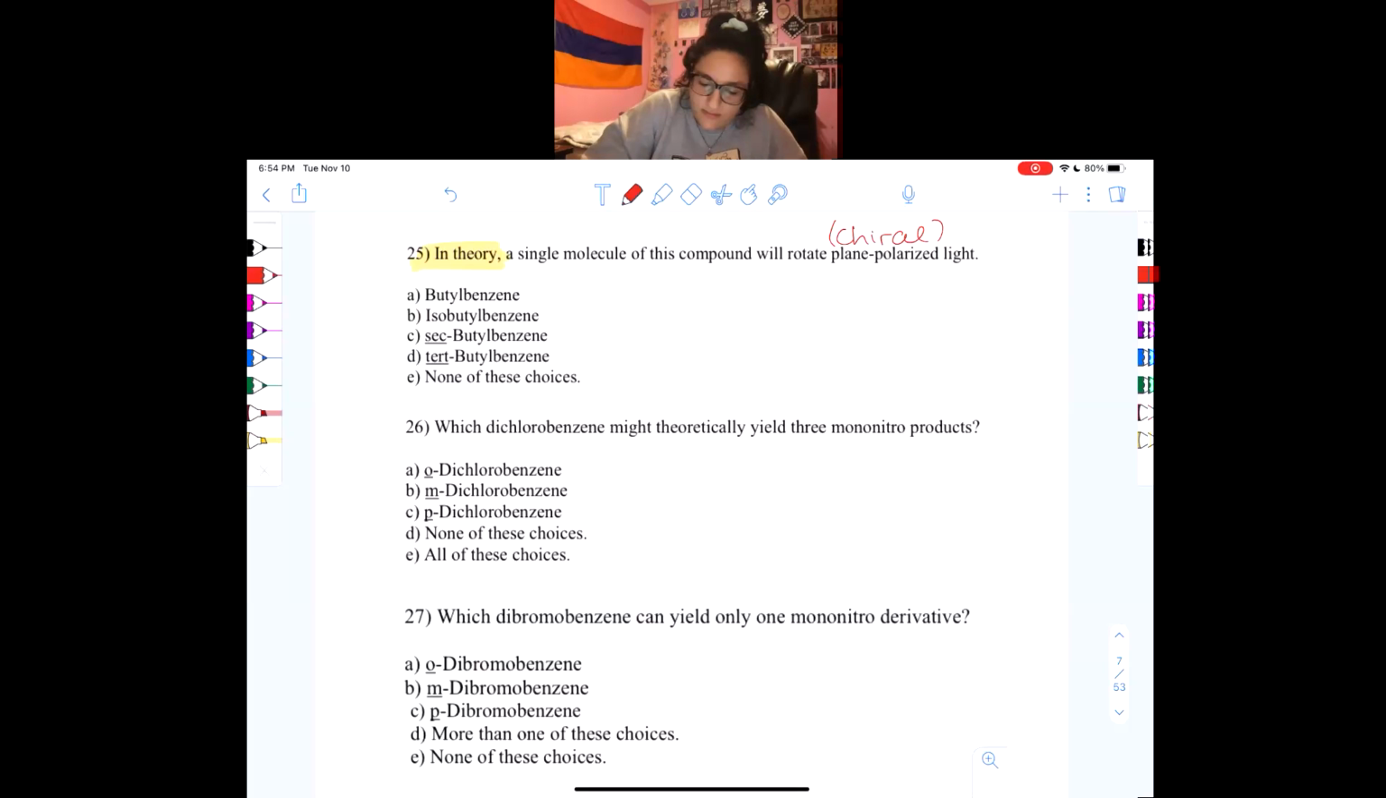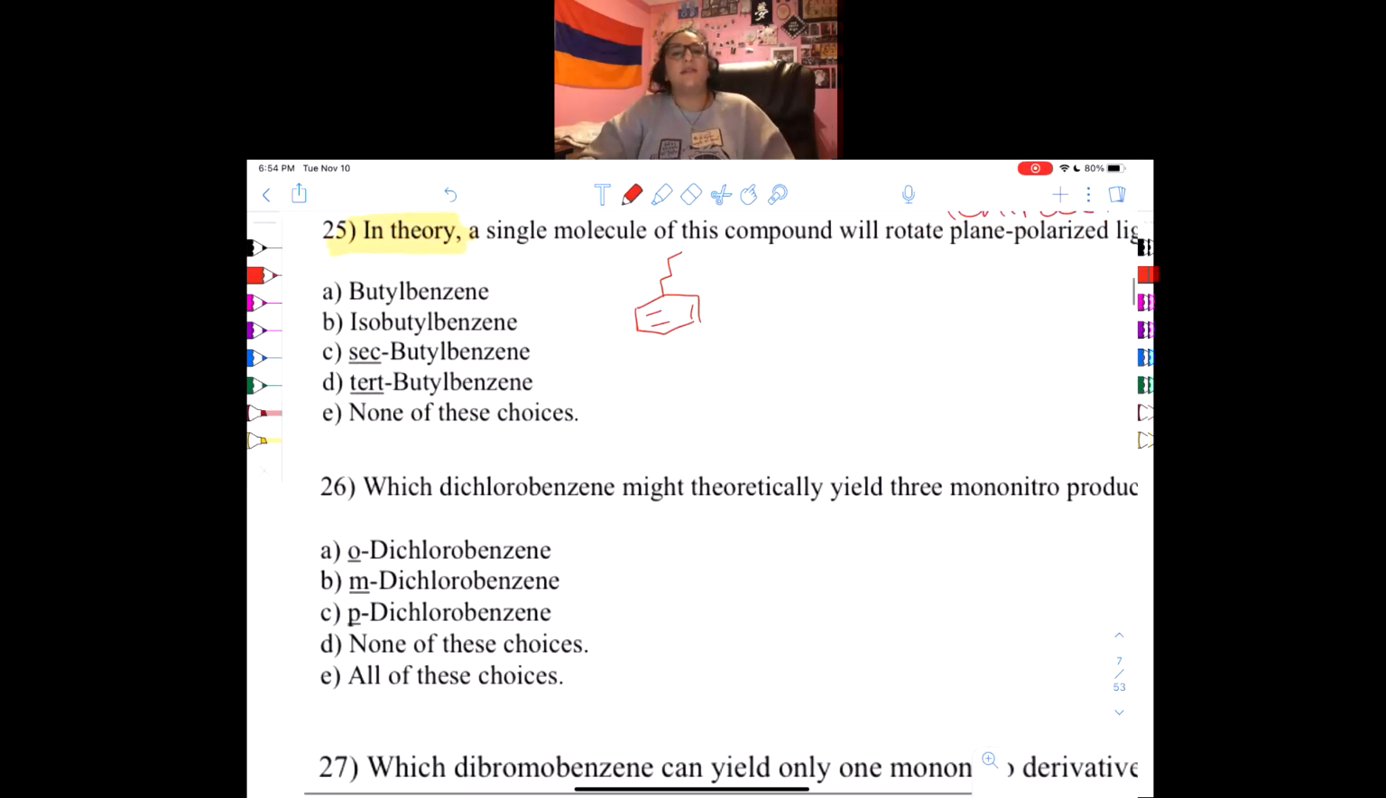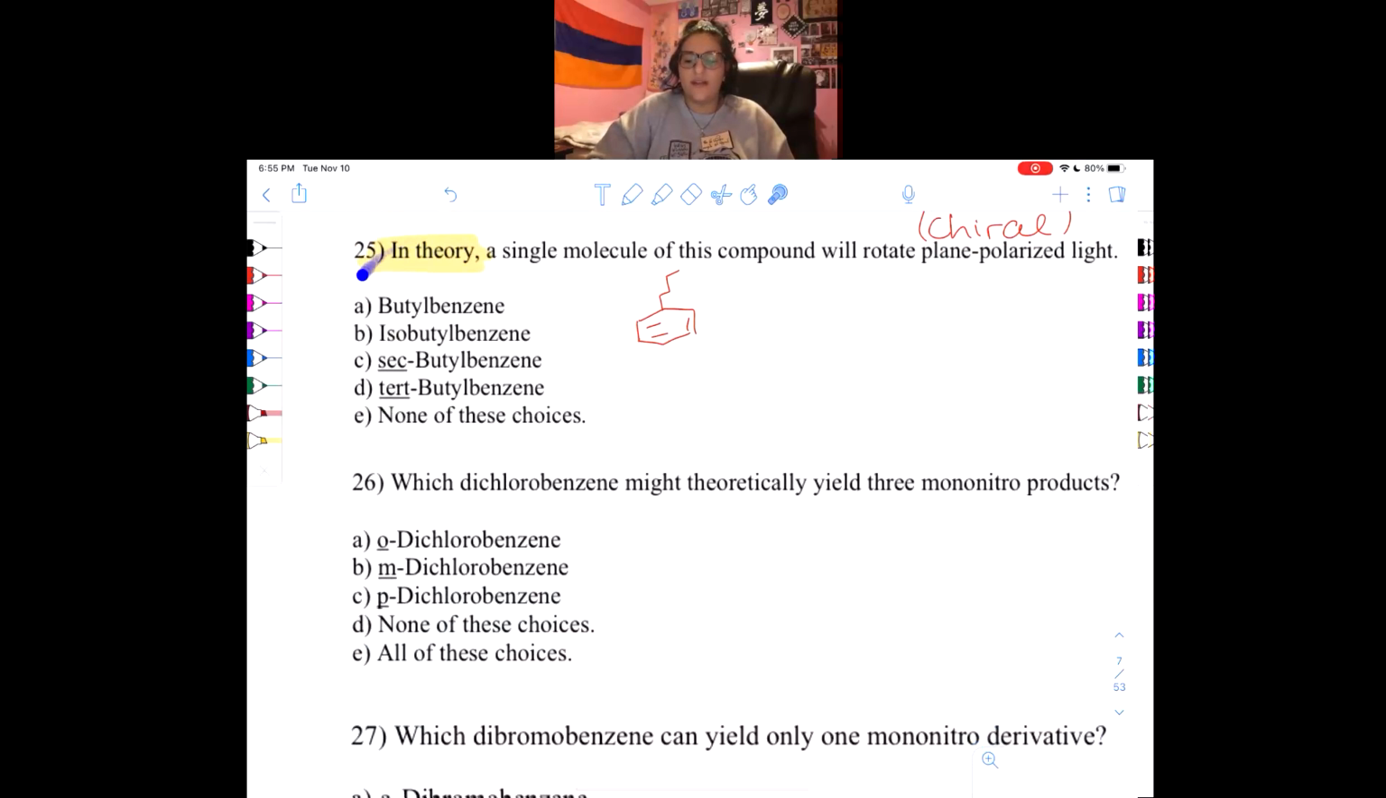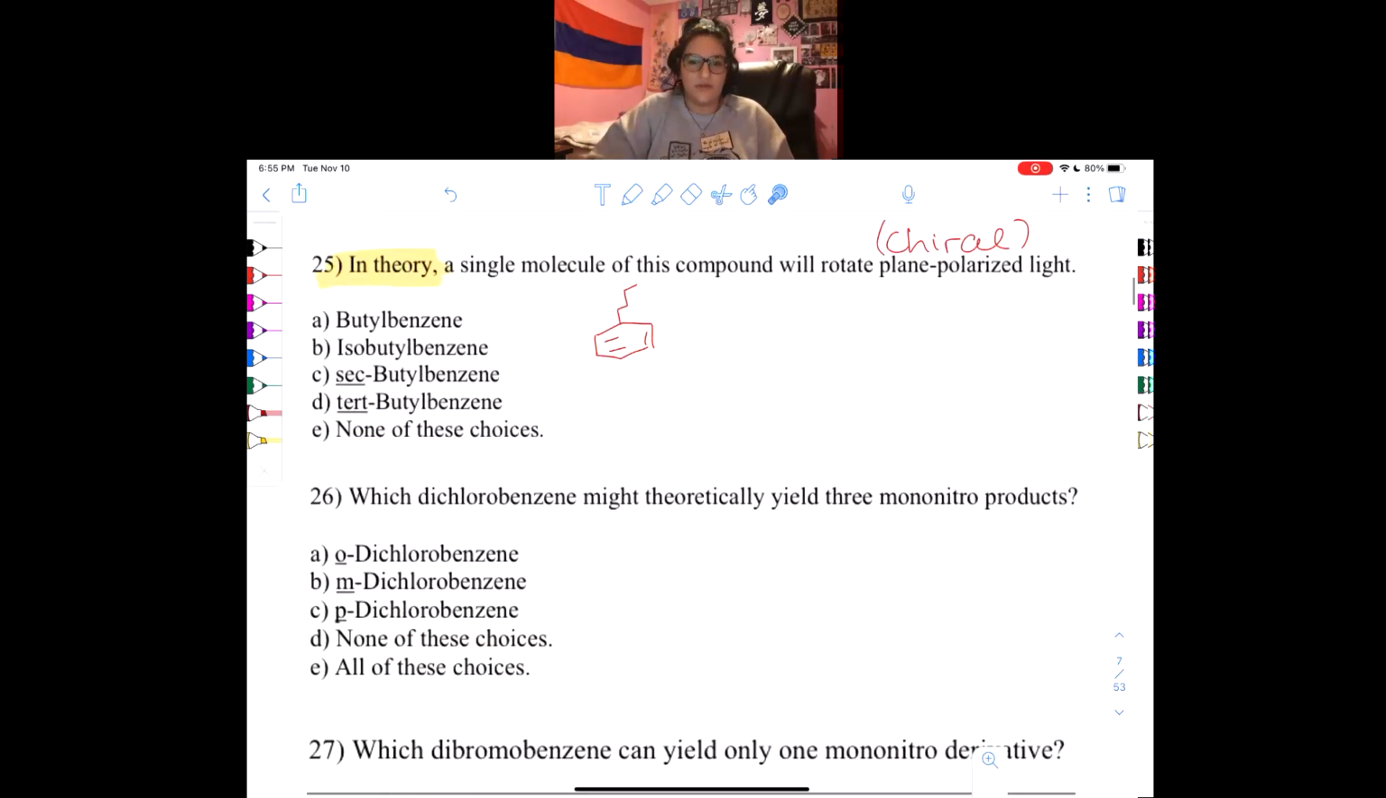And we're going to draw these out. Okay, so we have benzene, 1, 2, 3, 4. We have butyl benzene. And we know that this is not going to be chiral because it's not different on either side. It's symmetrical. And someone asked, will this really be on the exam? Not really. I've only seen it one time, but I'm including it here because I have seen it once or twice. So I'm just giving it to you.